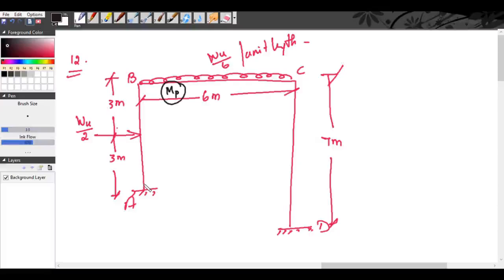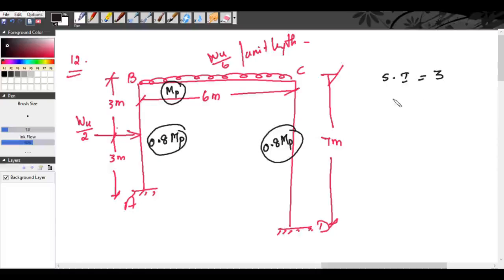For the column AB, the moment is 0.8 MP. And for the column CD, the plastic moment is 0.8 MP. So that's all. You can solve this on your own. I will give you the answer. The statical indeterminacy for the problem is 3. The number of plastic hinges possible are 6. Therefore, the number of independent mechanisms will be equal to 3.